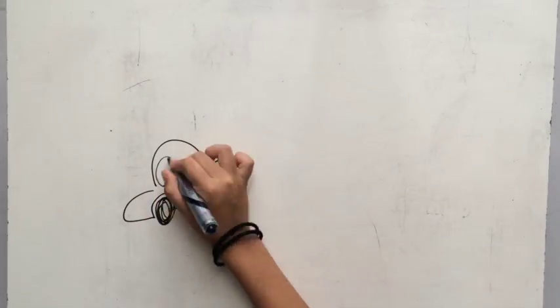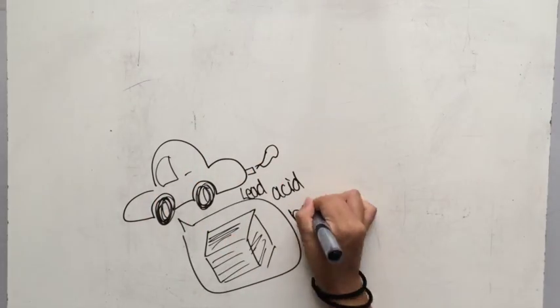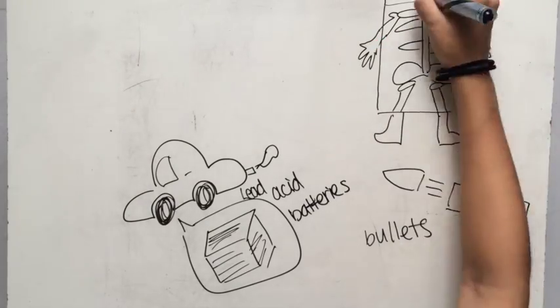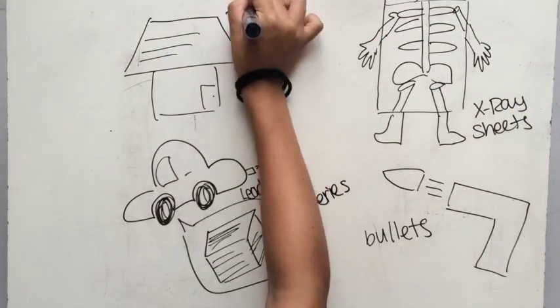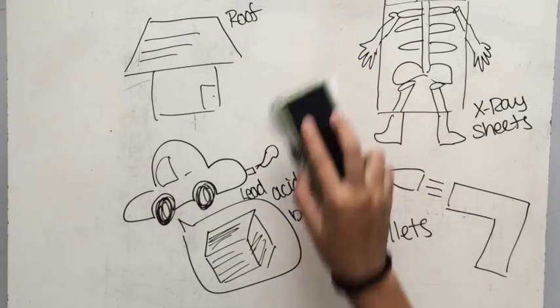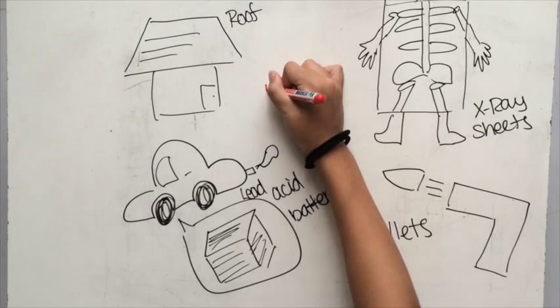What uses lead? There are many things that lead is used for, such as lead-acid batteries, bullets, X-ray sheets, materials on the roof, pencil. No. Although you call the pencil lead, it is not made of lead. It is made up of mostly carbon.